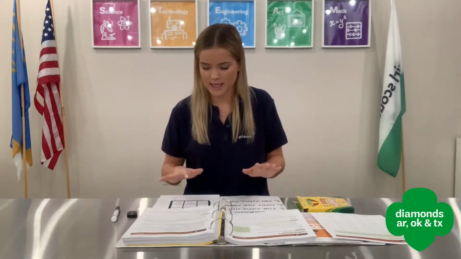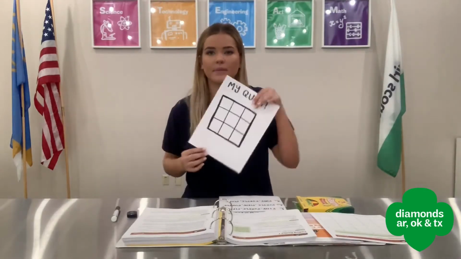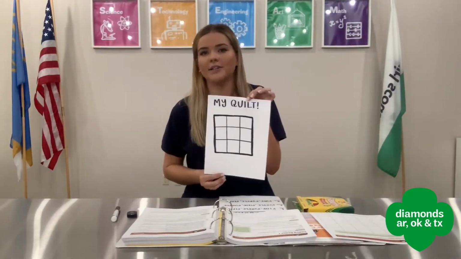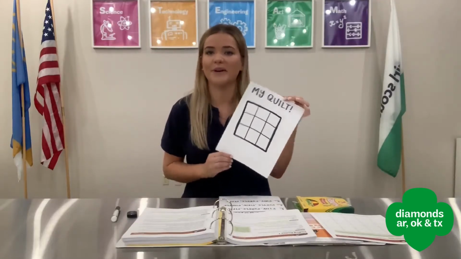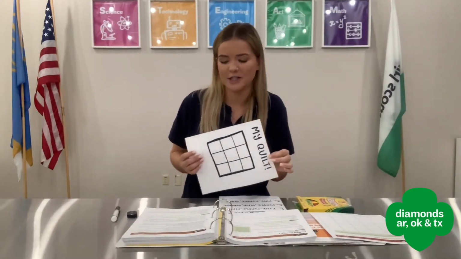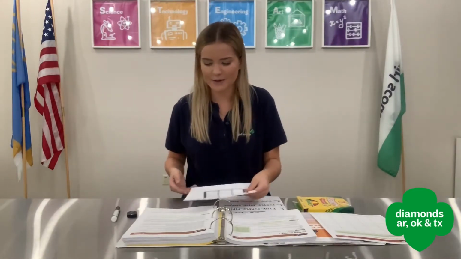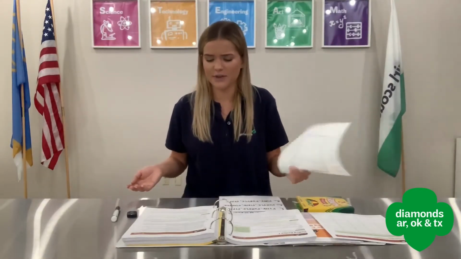You are going to need a little quilt like this. I just drew this on a piece of paper. It's 3 by 3 and it just says my quilt. It's blank right now, but we're gonna color it in just a second. There's no requirement on how big the squares have to be. You could do this on a whiteboard if that's faster for you.